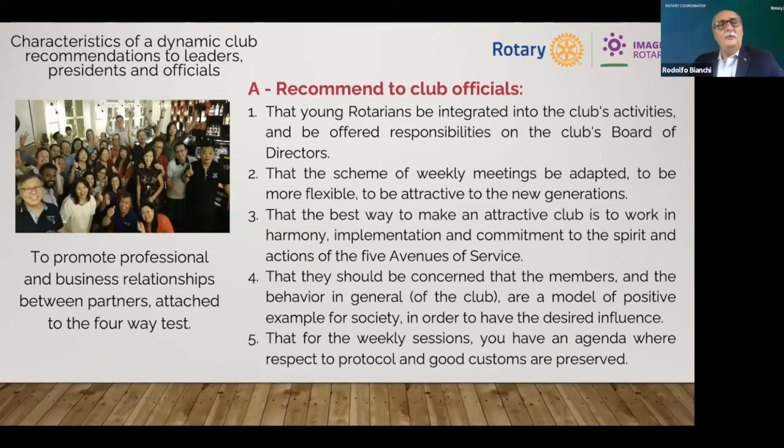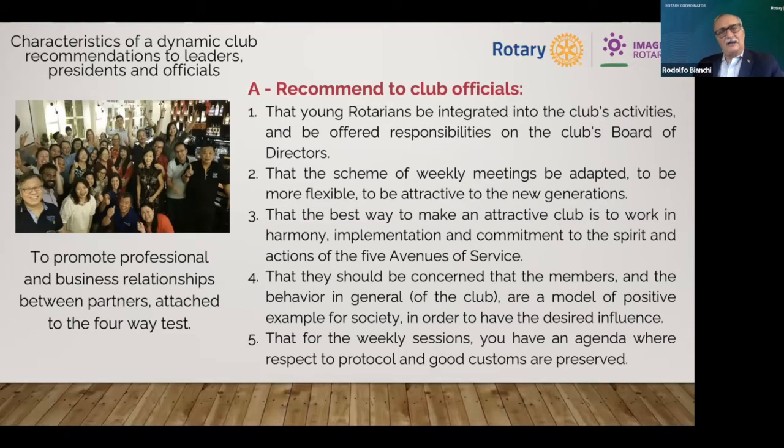Now let's go through the characteristics of a dynamic club. Recommendations to leaders and presidents and officials. Remember that to promote professional business relationships between partners, adhere to the four-way test always. Recommend to club officials that young Rotarians be integrated into the club's activities as soon as possible and be offered responsibilities on the club's board of directors.